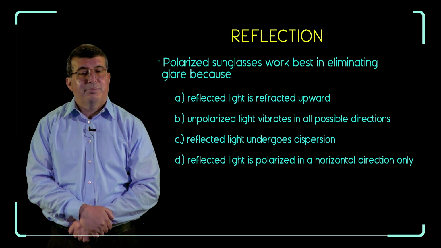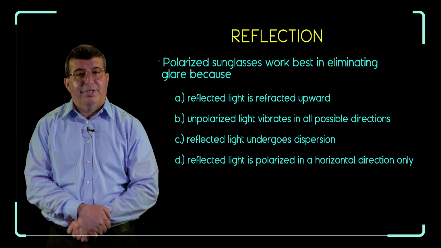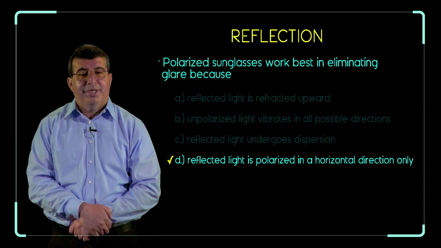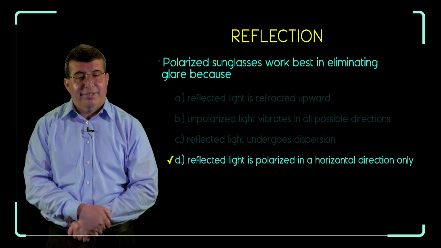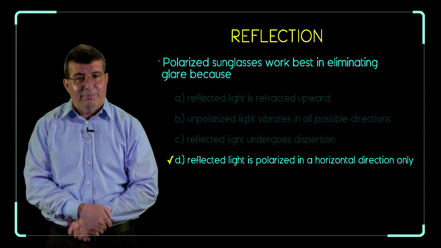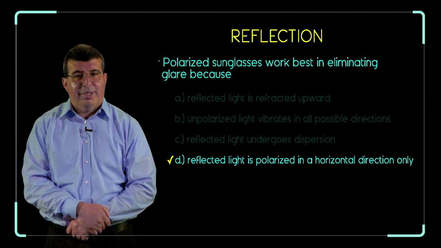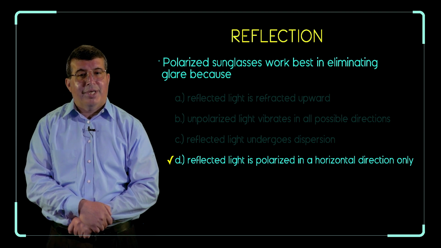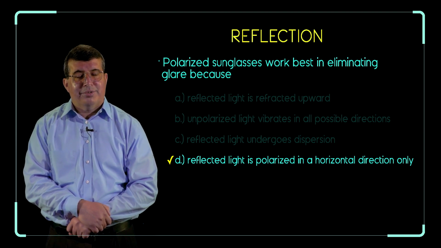And the correct answer is polarized sunglasses work best in eliminating glare because D, reflected light is polarized in a horizontal direction only. So your polarized sunglasses are vertically polarized, meaning that they block horizontally polarized light. So the polarized sunglasses eliminate glare because D, the reflected light, is polarized in a horizontal direction.